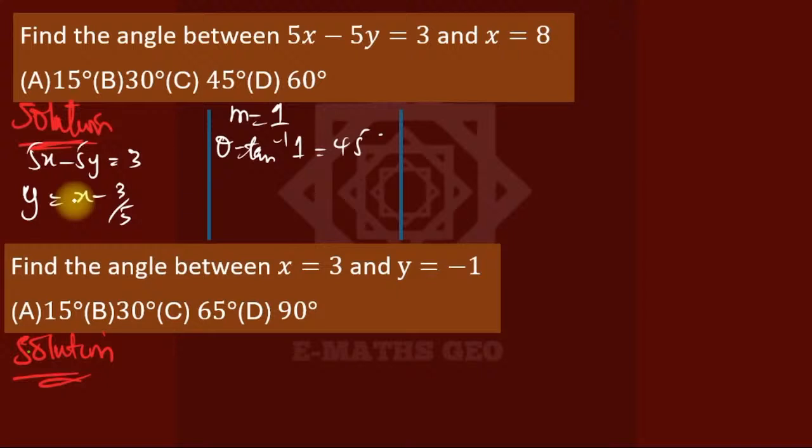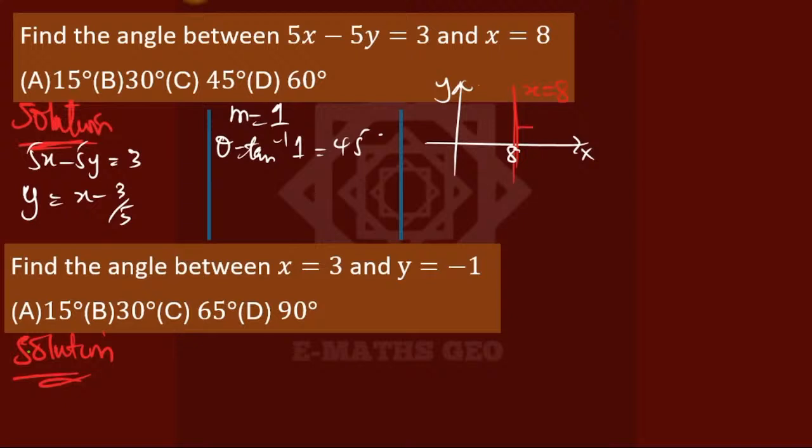Now the second line. This is a vertical line. The equation of a vertical line is always x equal to the x-intercept. So assuming we have the xy axes, this vertical line is x equals the intercept. Since we have 3 here, x equals 3 is the equation of the line.